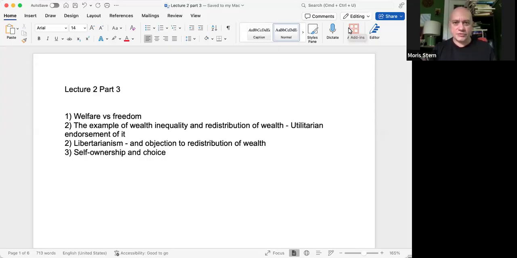Self-ownership and choice is what libertarianism is based on. Self-ownership really is the founding value here.